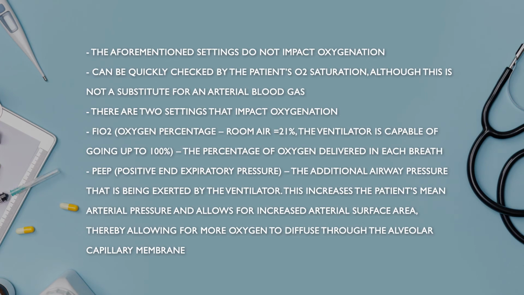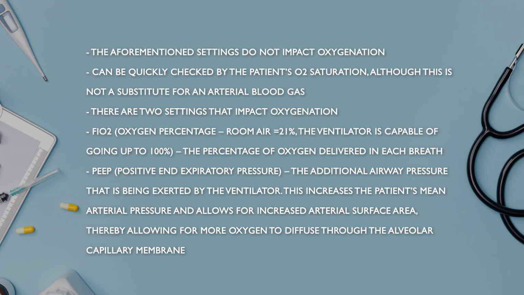And when we give positive end expiratory pressure and we increase the mean arterial pressure, we allow for more diffusion. We allow for more of that oxygen, more of that gas to make its way through and make its way into the tissue. And this is how we treat what we refer to as refractory hypoxia.